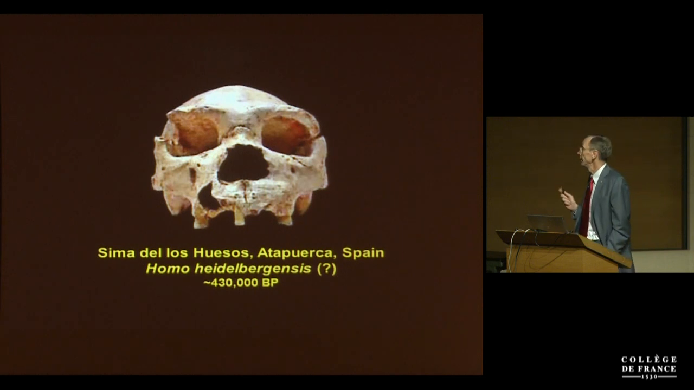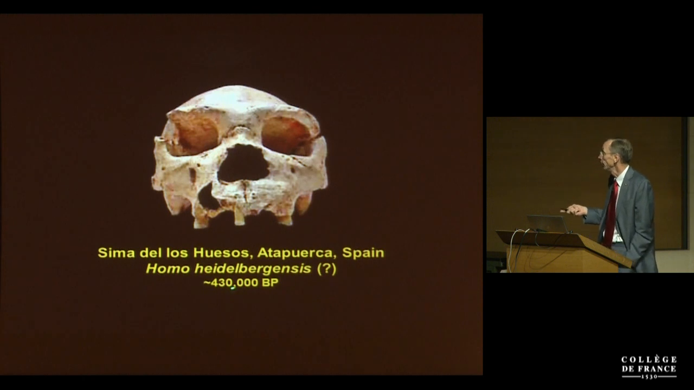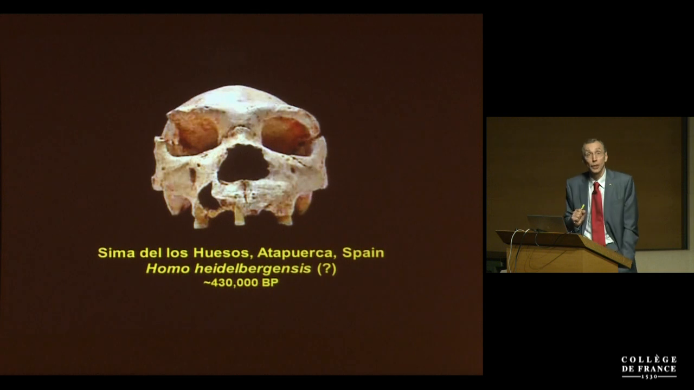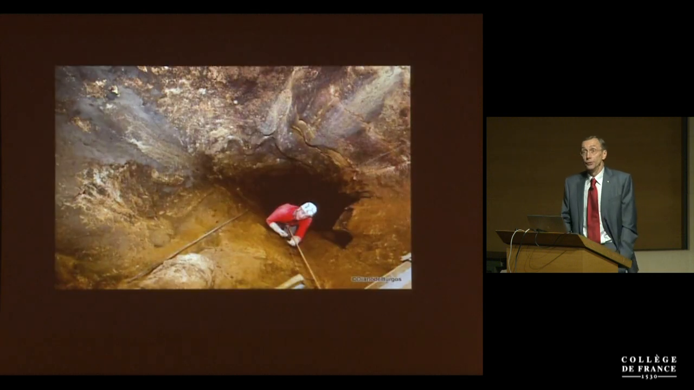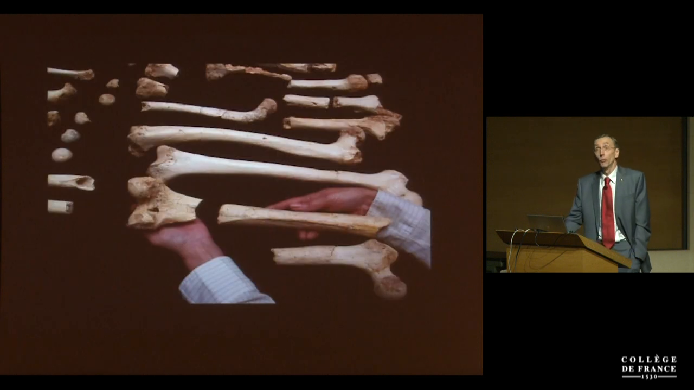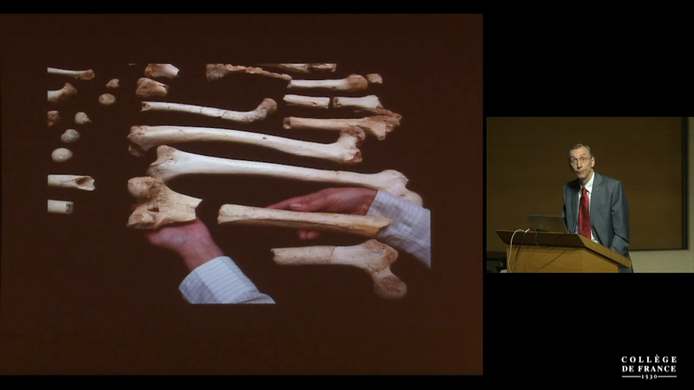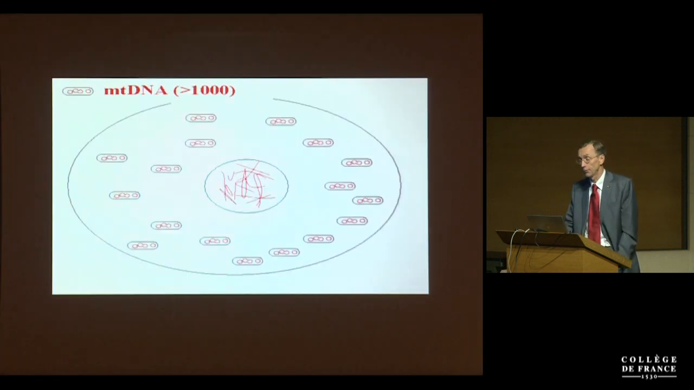Spain, where you find these hominins more than 400,000 years old that you may call Homo heidelbergensis or something else. It's a deep cave site where you find many, many bones, and we were allowed first to work on this femur and then on other specimens.